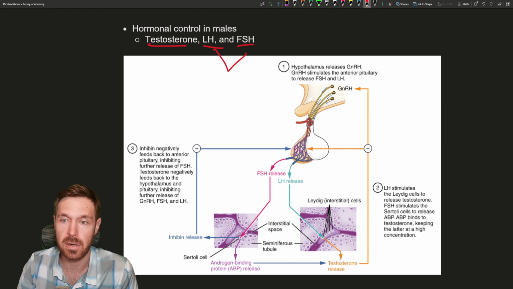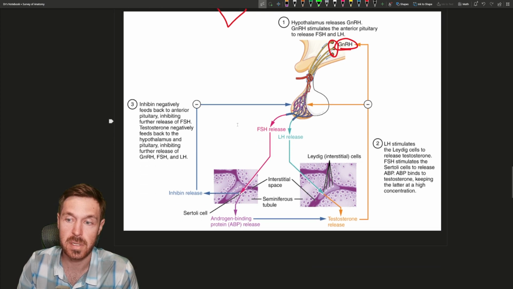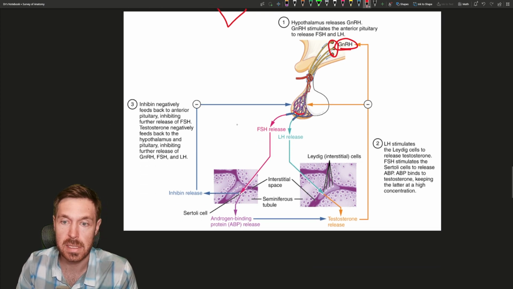But this goes back to the endocrine system. So up in the hypothalamus, you have cells that release GnRH. GnRH is gonadotropin releasing hormone, which travels down to the pituitary gland, here in the anterior pituitary, causing the release of your gonadotropins. Gonadotropin releasing hormone releases gonadotropins. These gonadotropins are specifically FSH and LH. FSH and LH travel to the testes.